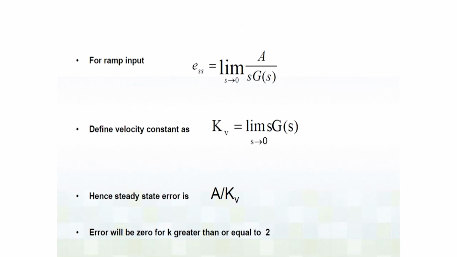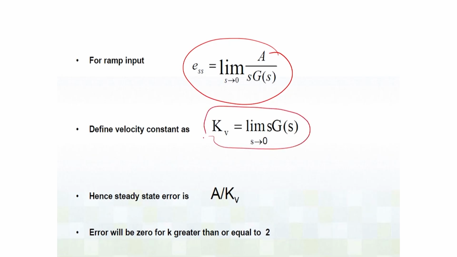Now, if I try to use a ramp input, in this case, it is A over S squared, which means you need to have not a type 1 system, but a type 2 system in order to vanish this error. There is Kv defined as limit s tends to 0 of sG(s). So, that means this Kv has to be infinity, because this is what would become the A over Kv here. So, in order to have that, you must be having a system which is greater than or equal to type 2.